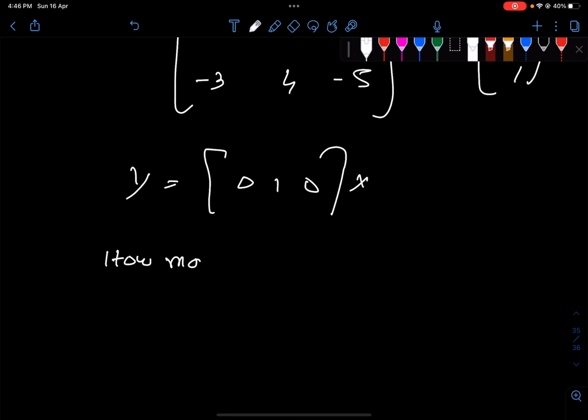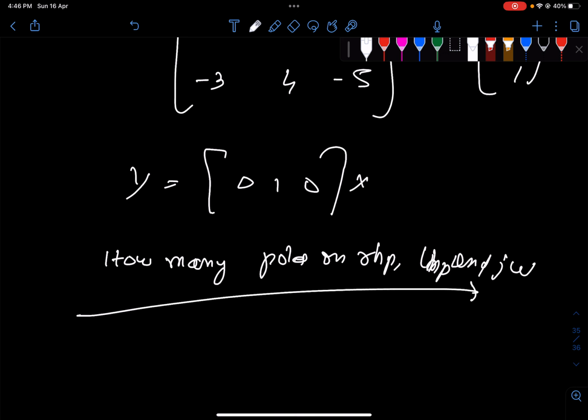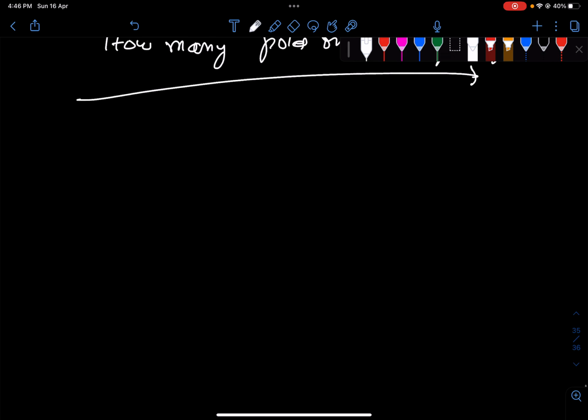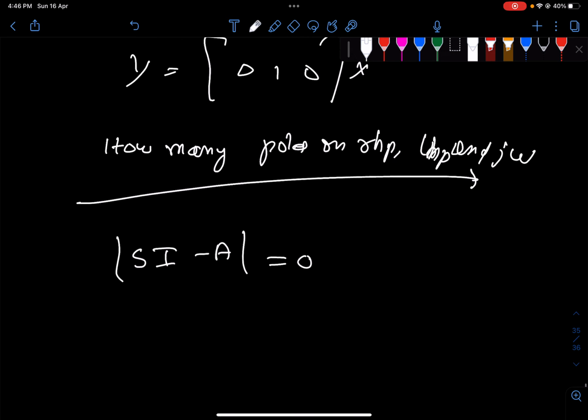How many poles on RHP, LHP and j omega axis? I have told you just at the beginning: if you know the characteristic equation, just on solving you can get the poles of the system, right? From the poles of the system you can conclude whether they are on the RHP, LHP or on the j omega axis. So first, the system gives the characteristic equation. We know that the modulus of sI minus A equal to 0 is the characteristic equation. On solving we will get the poles of the system.